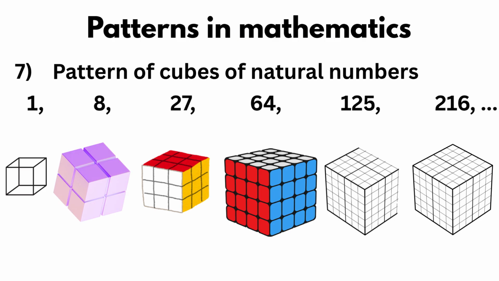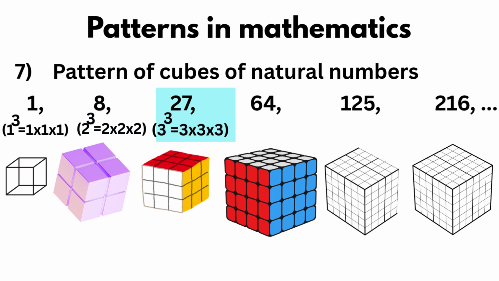Seventh pattern is the pattern of cubes of natural numbers. Cubes are obtained by multiplying a number by itself 3 times. For example, 1 is 1 cube, that is 1 into 1 into 1, 3 times. 8 is 2 cube, that is 2 is multiplied 3 times. 27 is 3 cube, that is 3 is multiplied 3 times.